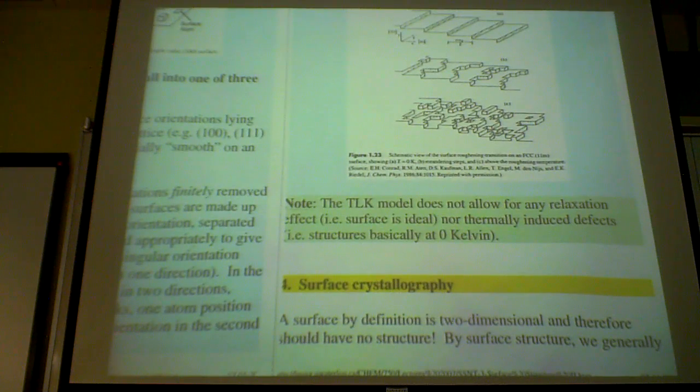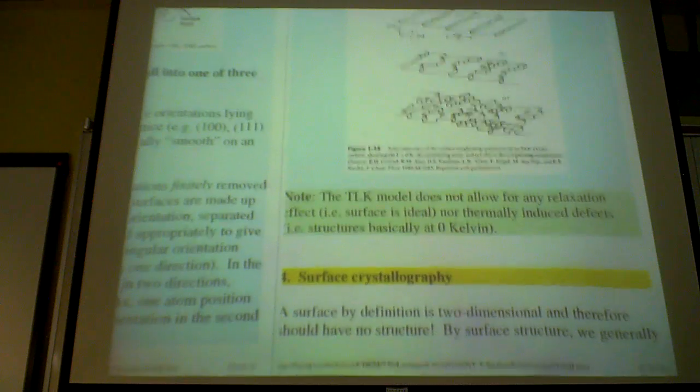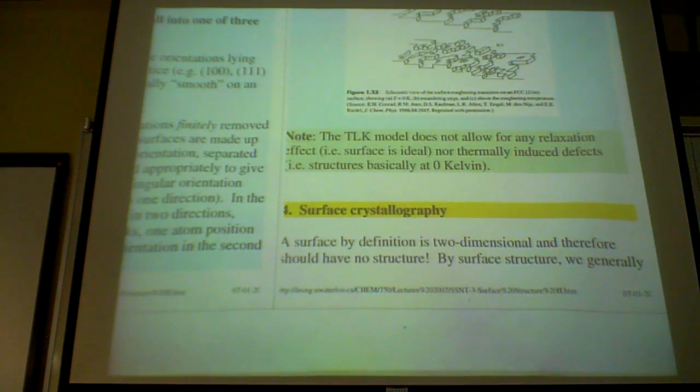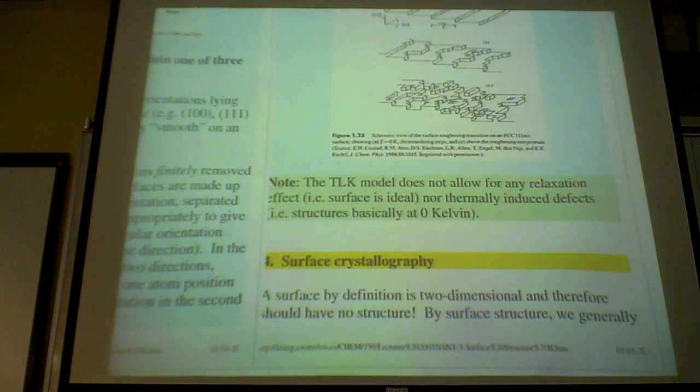Okay, so now I'd like to introduce the idea of surface crystallography. We talked in a simple-minded way about what a surface is. Now we want to talk about surface crystallography, just like the crystallography that we studied in a couple of lectures.